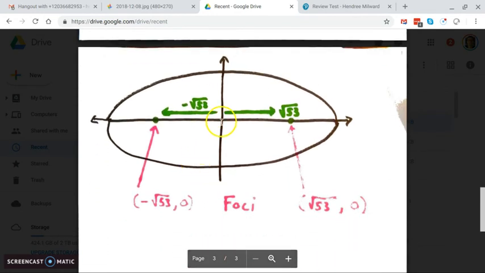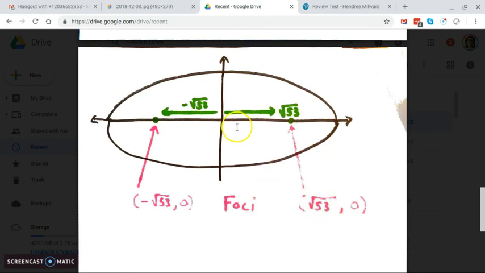So that C just tells me how far off of the center of the ellipse the foci are. So if I go square root of 53 in this direction, right? This square root of 53 is some decimal between 7 and 8. So if I go 7 point something in this direction, I'll get to this foci. If I go 7 point something in this direction, I'll get to this foci. And just because I'm traveling along the x-axis, the y-coordinates of both of these points are 0. And then the x-coordinate is square root of 53, right?